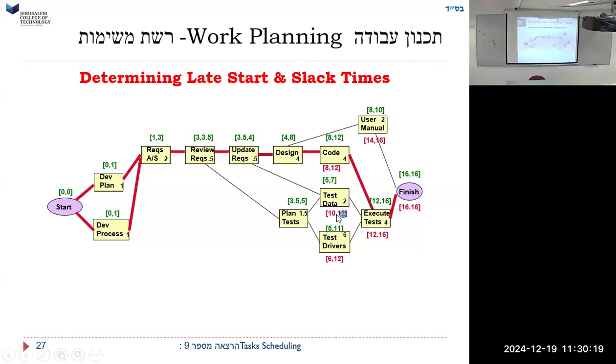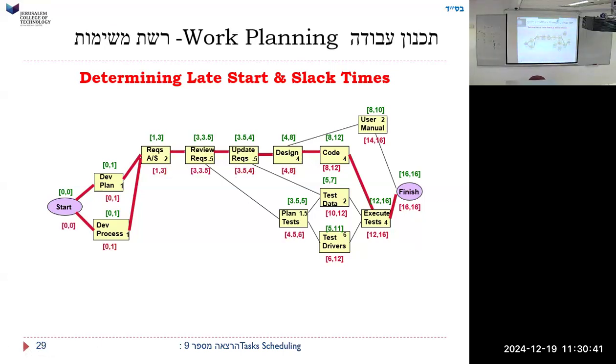Why is it 12? If he had to finish here at 12, so this guy has to finish at 12, which means he has to start at 10, which he actually started at 5, so he has a slack time of 5. Okay, you got the idea, etc. And these are all going to be, notice they're all the same, 1, 3, 1, 3. Once you have the critical path, they'll all be identical, because there can't be any slack time.